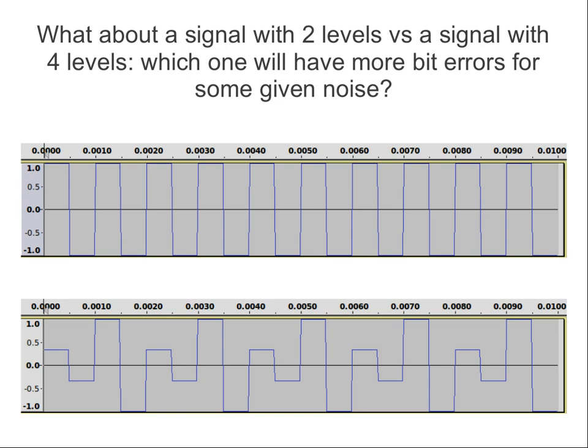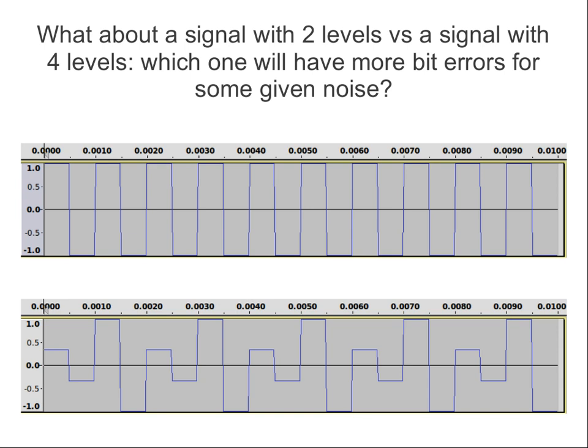Now, that's the easy part. What's bad about using more levels? Increases our data rate, good. What is bad about it? What is the disadvantage? What do you think the disadvantage is?